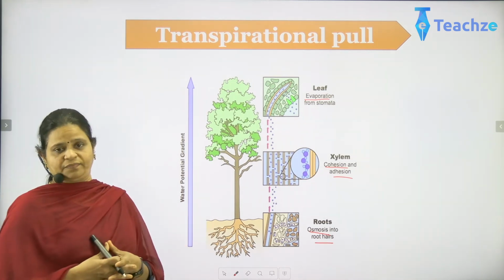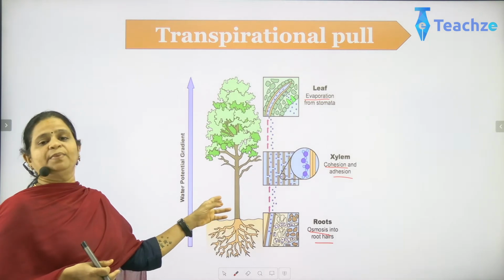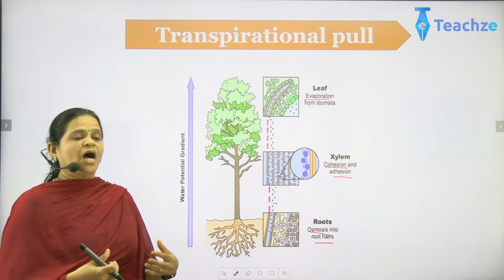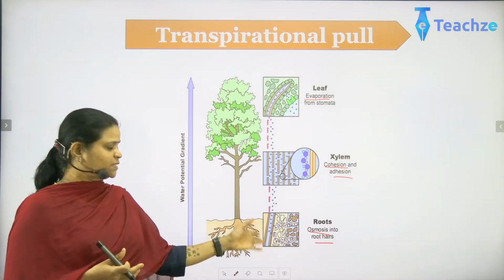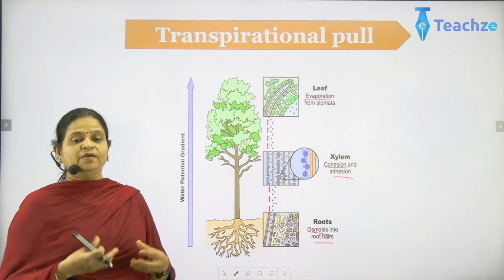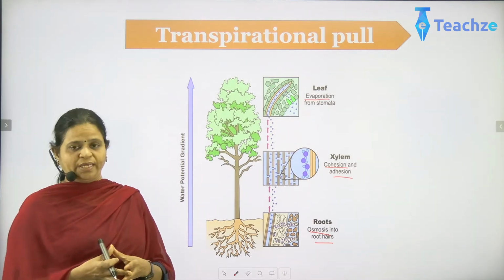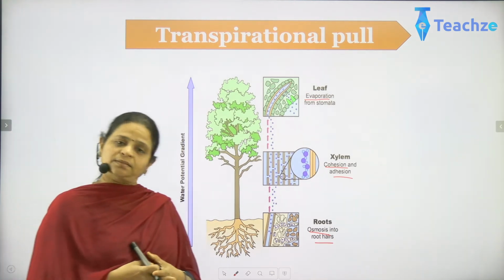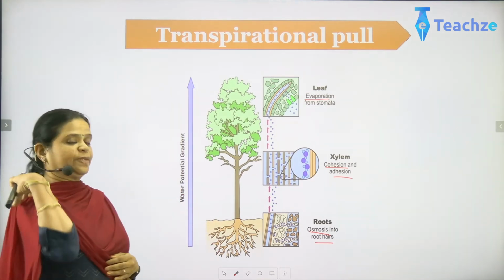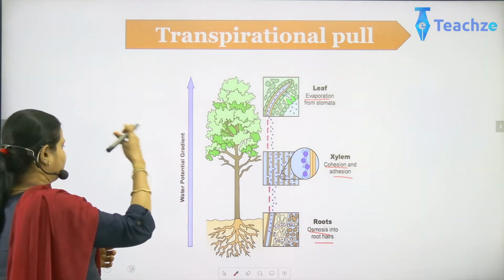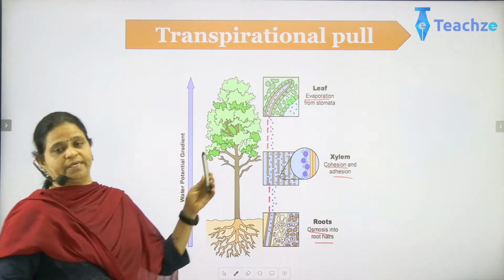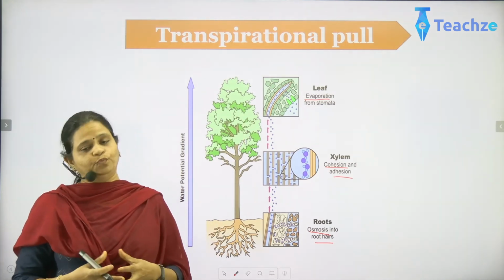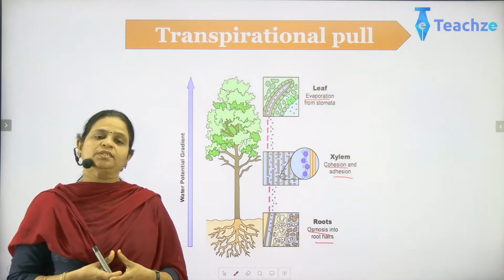Now what happens after this? The roots can use this method of osmosis only to a certain level. After a certain level, this system will not work, because diffusion and osmosis occur very slowly and only over a very short distance. From here we will look at another theory, which is called the transpirational pull theory. Now what is transpiration? Transpiration is the loss of water, especially from the leaves during the daytime.